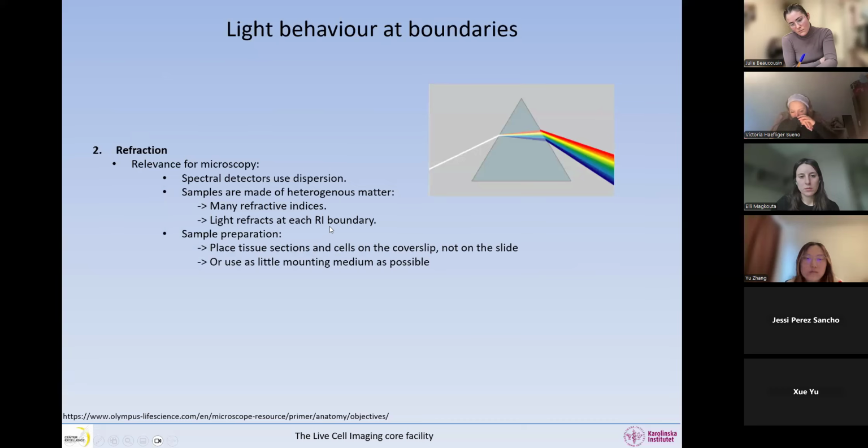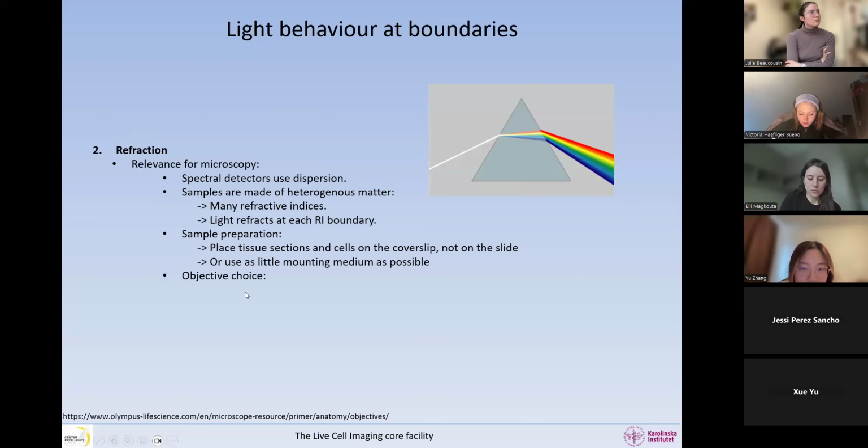So that's a problem for our images, because again, the light goes like this. So when we prepare our sample, we will discuss this later, but it is best to place your tissue section or your cells on the cover slip and not on the slide. Okay. If you cannot do that, then you should use as little mounting medium as possible. So you can see that this refraction has a consequence on the way we prepare our sample. So this is why I'm talking to you about this.